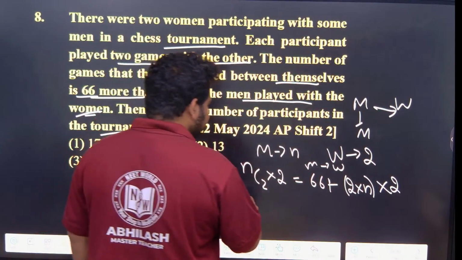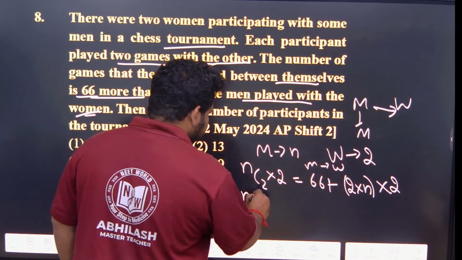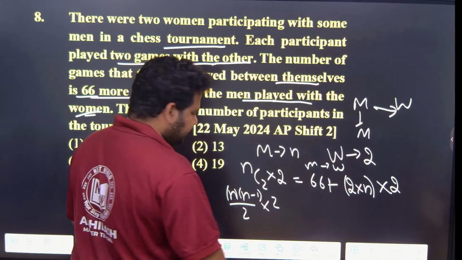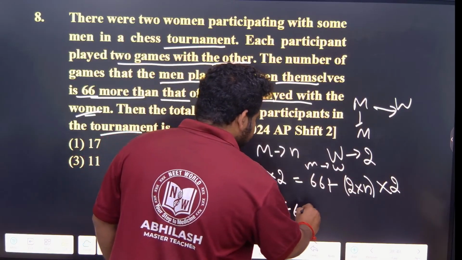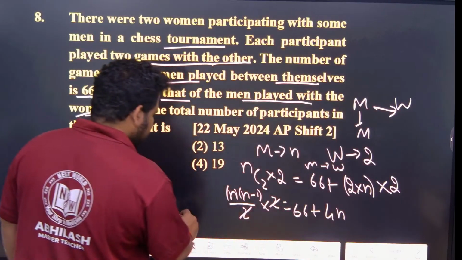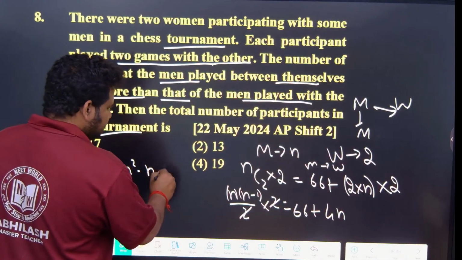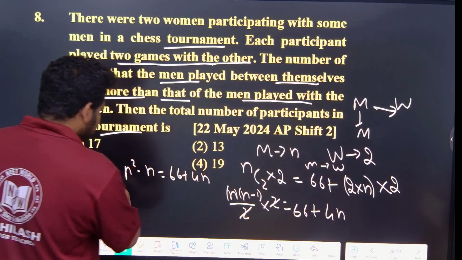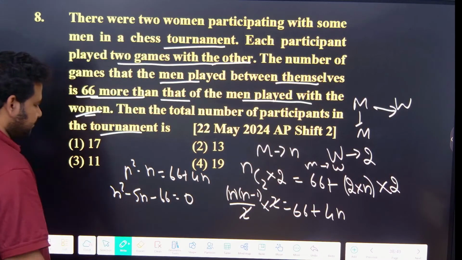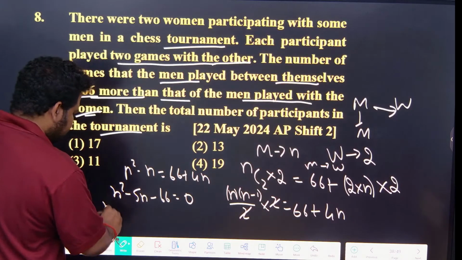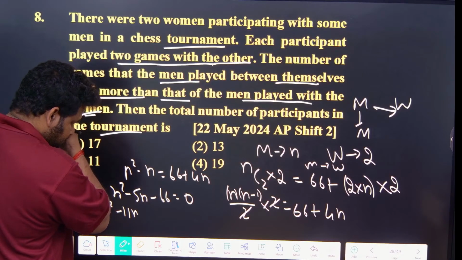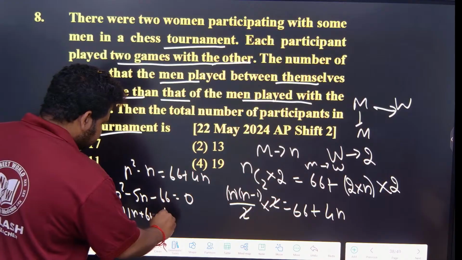So nC2 I can write as n into (n minus 1) by 2 factorial, which is just 2. The 2 cancels. This will be 66 plus 2 into 2n, which is 4n. So n into (n minus 1) is n square minus n equals 66 plus 4n. Bringing it to this side, n square minus 5n minus 66 equals 0. On factorizing, minus 11n plus 6n minus 66 equals 0.